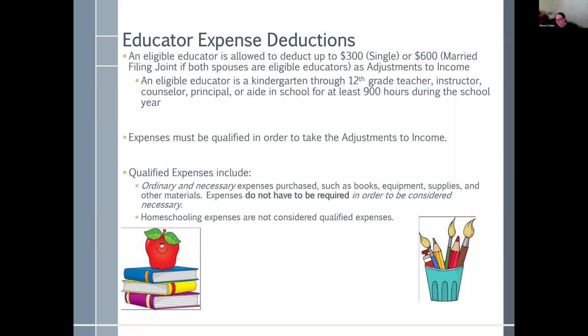The expenses must be qualified. So there's a list of only these types of things that apply. Basically, ordinary and necessary expenses such as books, equipment, supplies, and other materials. It doesn't have to be required, but it does need to be related. So crayons and pens and paper and art supplies and popsicle sticks so you can construct things. All of those types of things would definitely be qualified. One proviso here, though, is if a taxpayer is homeschooling their children, homeschooling expenses are not considered qualified expenses.